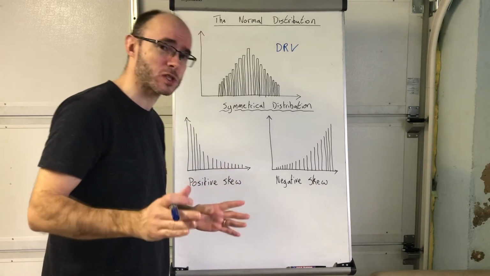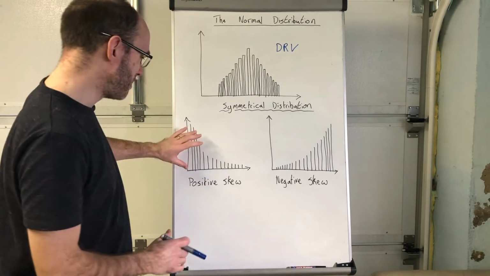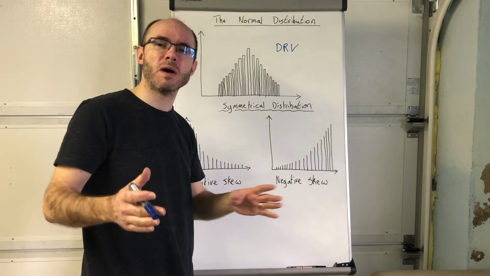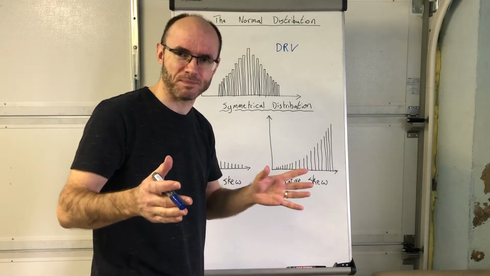Let's just talk about what it looks like when there's skew. So this is what a positive skew looks like, and this is what a negative skew looks like. Obviously, you might have seen these on histograms as well, okay?